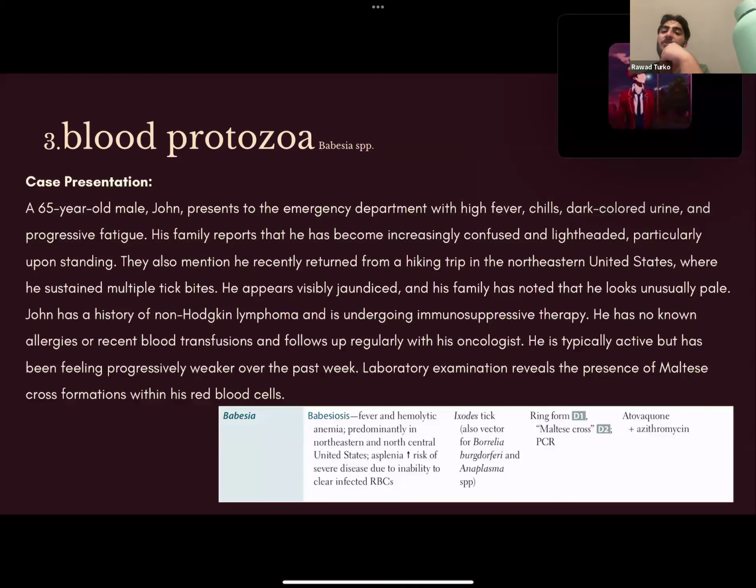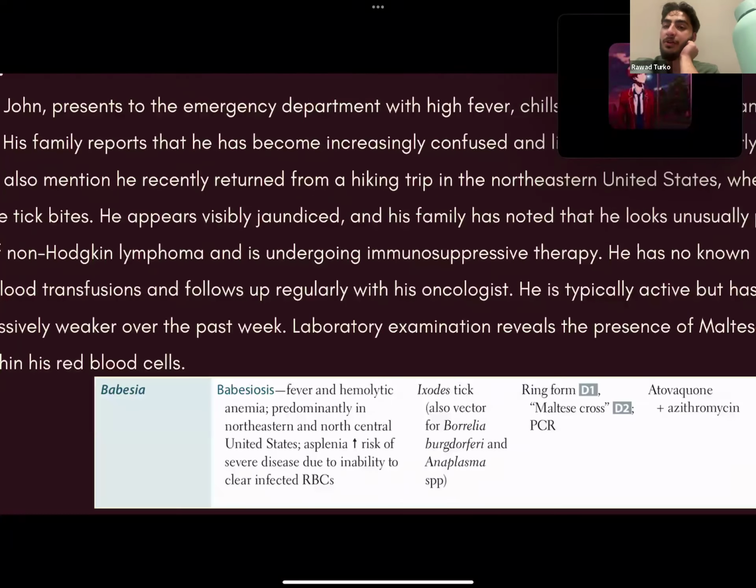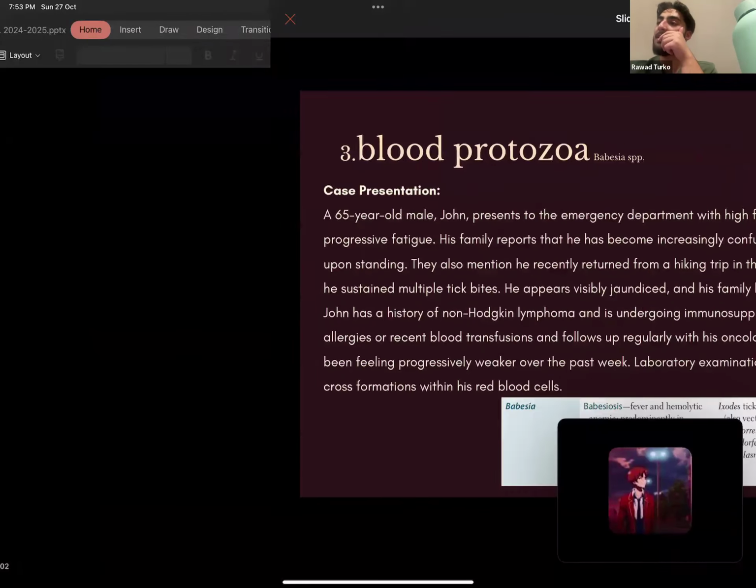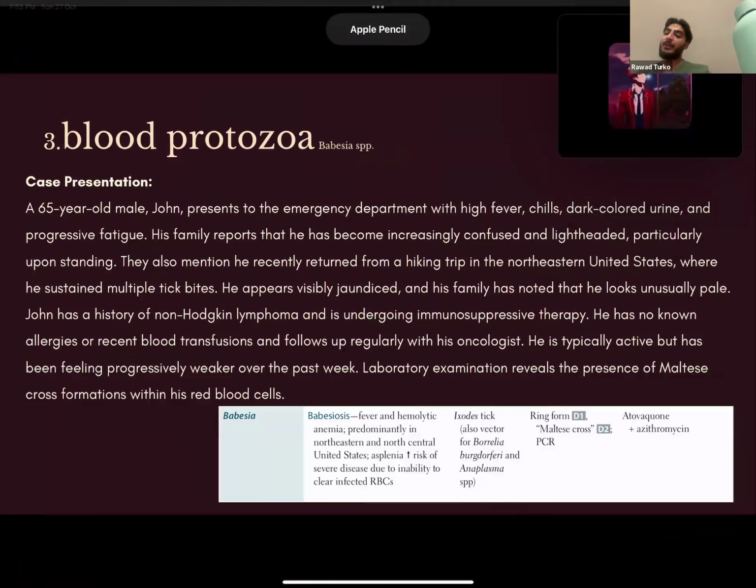And this is the presentation. So 65-year-old male, John, fever, and then non-Hodgkin's, whatever. Where's the thing? Cross formation. There it is. You see it? Maltese cross formation. So you guys can see it has a very similar presentation to malaria, but a lot of the times they'll show you the picture, and that's how you'll know it's Babesia.